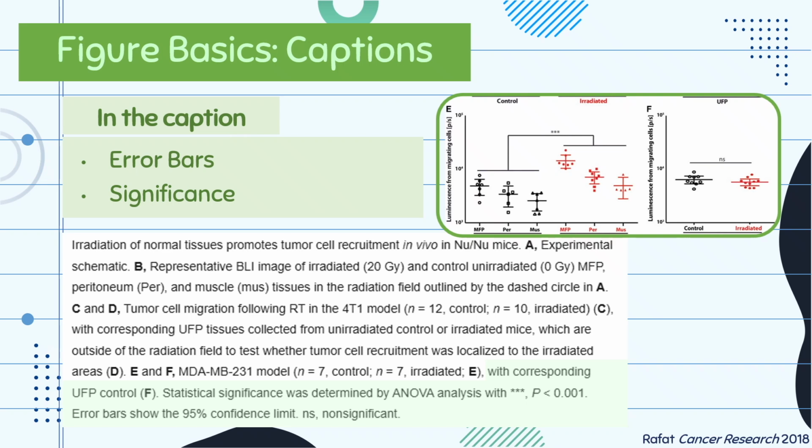If you look into the figure, let's go down to E and this caption here, you can see that it states how statistical significance was determined. It was determined with an ANOVA, and the p-values that coordinate with the stars that were used. It also tells us the error bars show 95% confidence interval, and that it says in S it was non-significant.